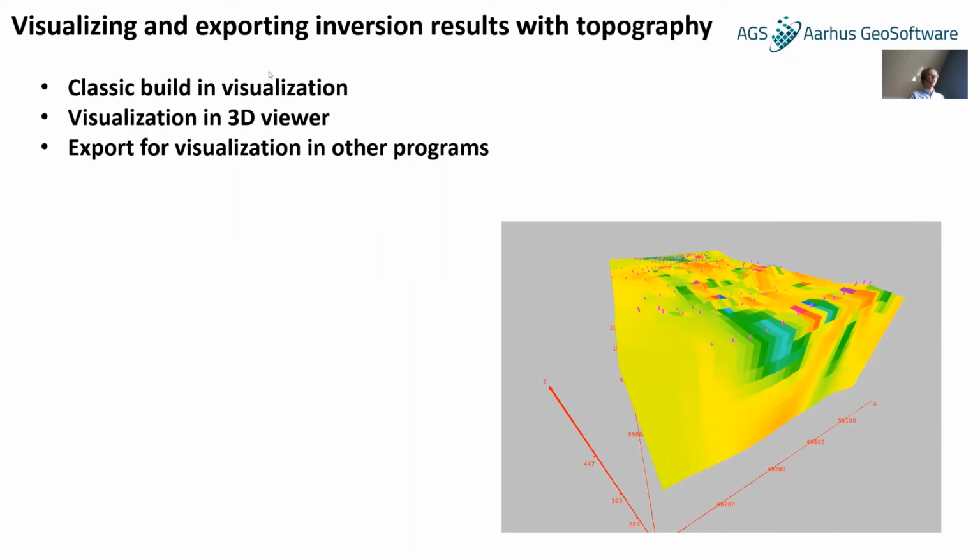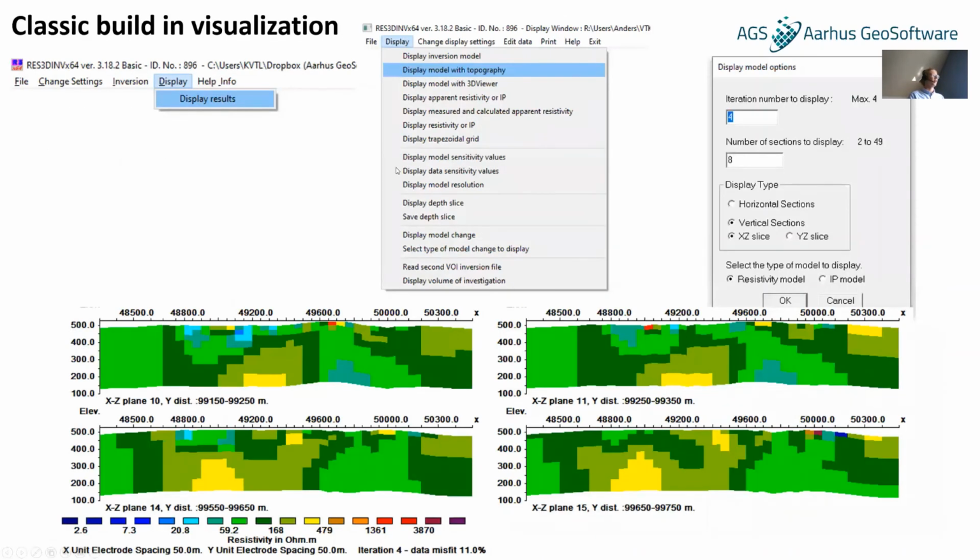And I'll just start out by showing the classical built-in visualization. So to do any of these steps after the inversion, you need to go to display mode. You do this by selecting display and display results. Then if you want the classical visualization like this, but with topography, you select display and display model with topography.